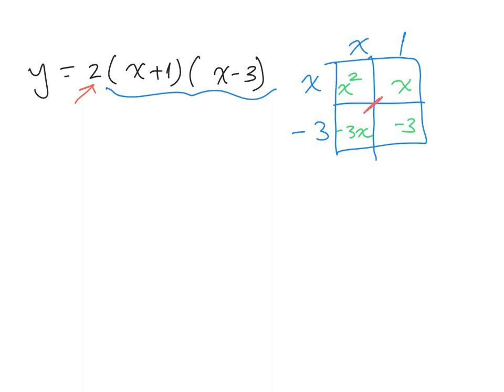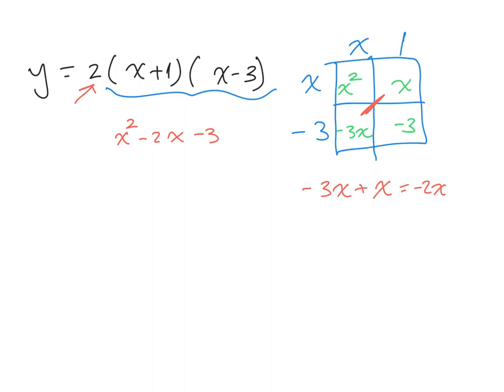Again, we see like terms here. So we have -3x plus a positive x. If we put that together, that gives us -2x. And so now our trinomial is x squared minus 2x minus 3.